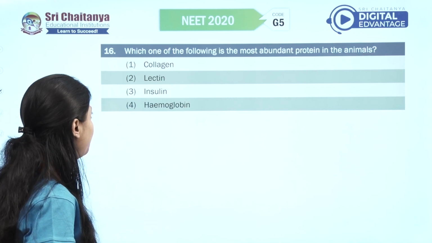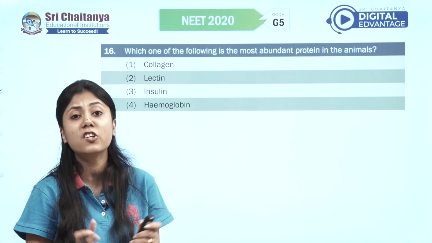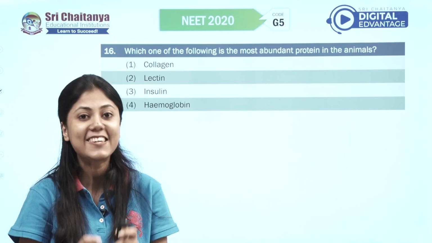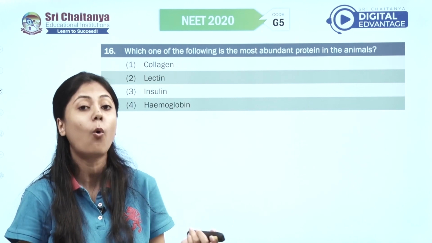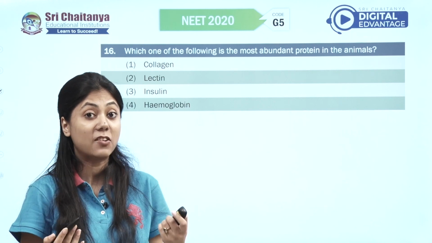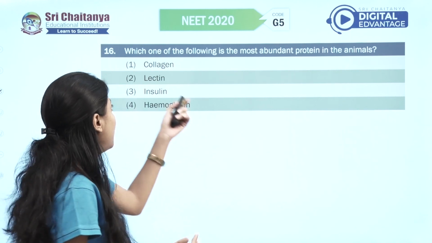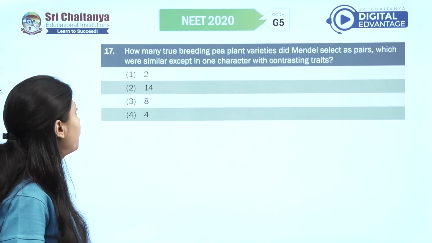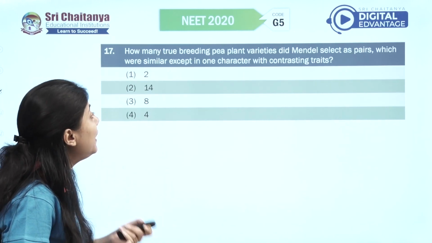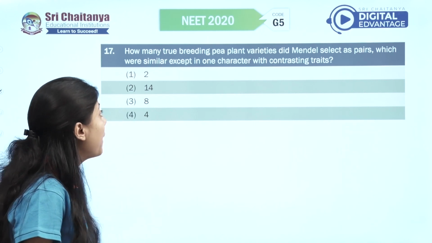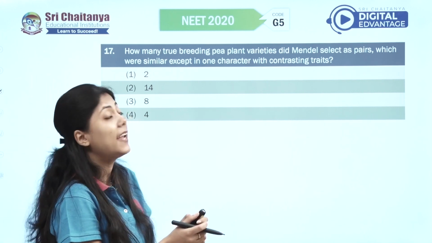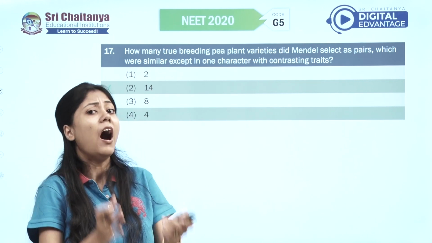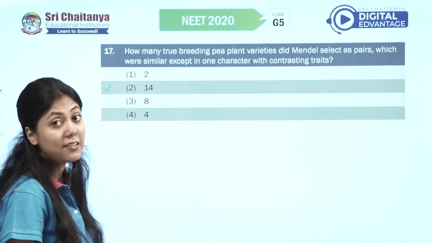Moving ahead to the next question. Which of the following is the most abundant protein in animals? This line is directly taken from the chapter Biomolecules of the NCERT, and the answer is obviously collagen. The most abundant enzyme in plants is Rubisco, which is also mentioned, but here the answer will be collagen because it says in case of animals. Moving ahead, how many true breeding pea plant varieties did Mendel select as pairs, which were similar except in one character with contrasting trait? Do I need to explain this? No. This is directly from the NCERT. Once again, a very easy question, and the answer is 14.